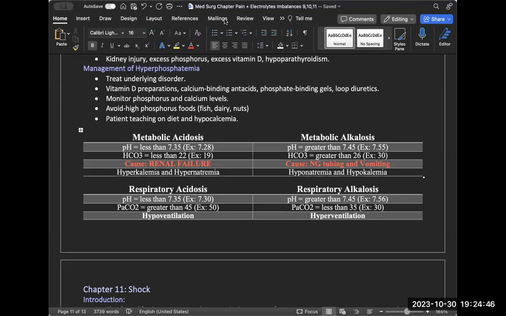But here's a tricky thing too. One more point. Metabolic alkalosis will cause respiratory acidosis, and metabolic acidosis will cause respiratory alkalosis. So this one and this one are paired, and this one and this one are paired. So when you have one, you have the other. Think about it. It's compensatory. If I have metabolic alkalosis, I'm going to have respiratory acidosis to compensate, and vice versa.